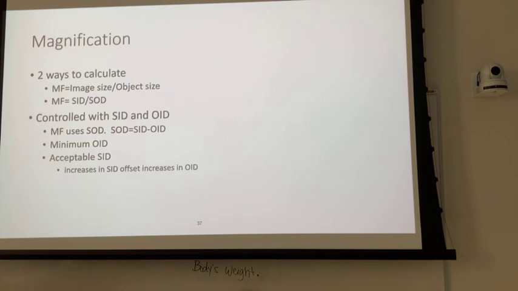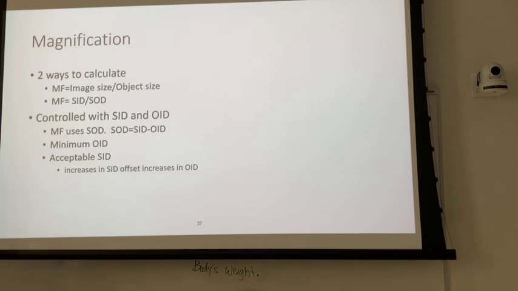So there are two different ways to calculate magnification. We're just going to touch on this and then we'll dismiss because Trent's going to get going. Magnification factor is what MF stands for, and it can be calculated as image size over object size, or it can be calculated as SID over SOD. Now, what is SOD? Source to object distance, right.